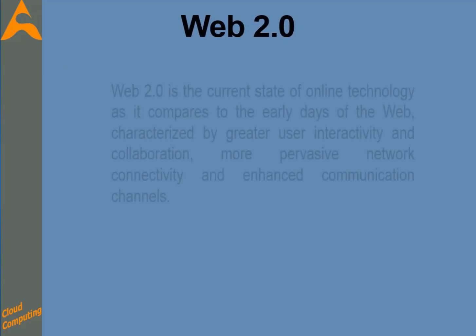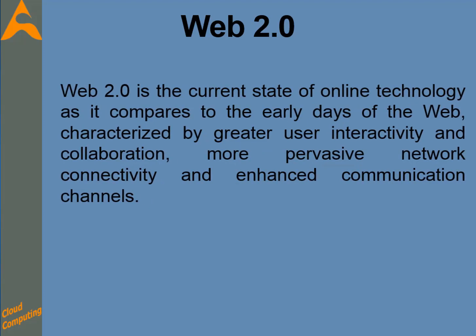Web 2.0 is the current state of online technology as it compares to the early days of the web, characterized by greater user interactivity and collaboration, more pervasive network connectivity and enhanced communication channels. Web 2.0 refers to World Wide Web websites that emphasize user-generated content, usability, ease of use, even by non-experts, and interoperability. This means that a website can work well with other products, systems, and devices, for end users.